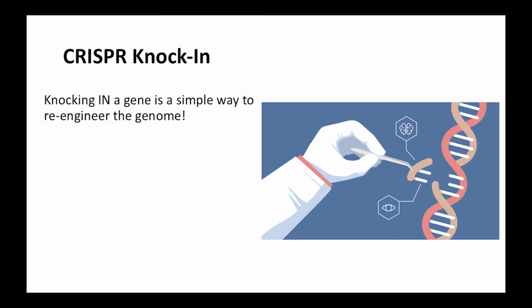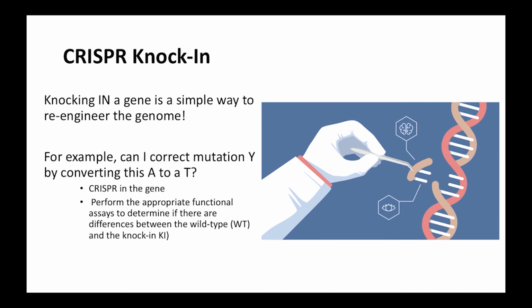So, one way to fix this is by performing a CRISPR knock-in. A knock-in is a simple way to essentially re-engineer the genome. It allows you to remove the mutation and correct it with the specific change that you want. For example, if you want to ask the question, how can I create mutation Y by converting this A to a T? All you would do is CRISPR in the gene and then perform the appropriate functional assays, just like you did with the CRISPR knockout, to determine if there are differences between wild type and the knock-in.